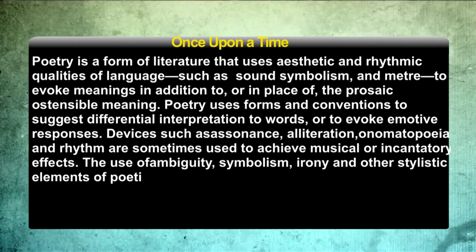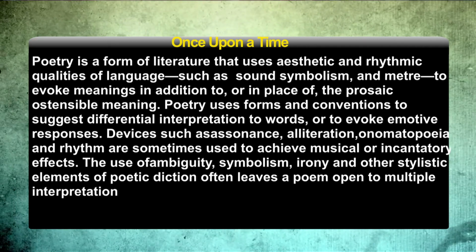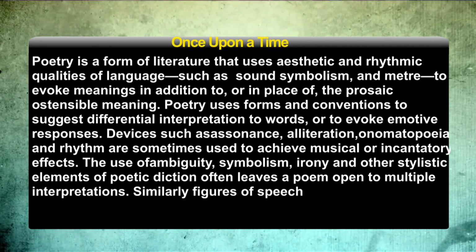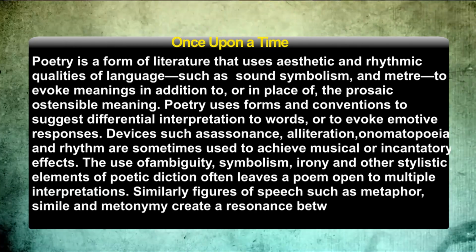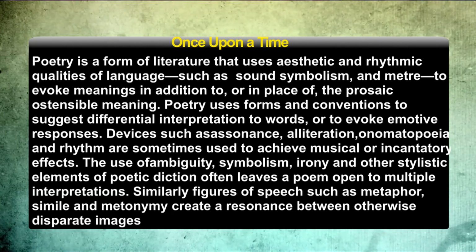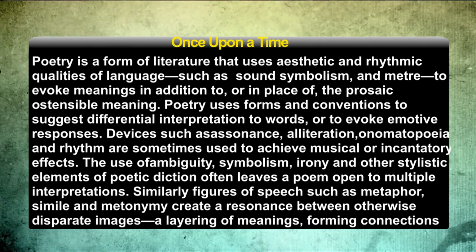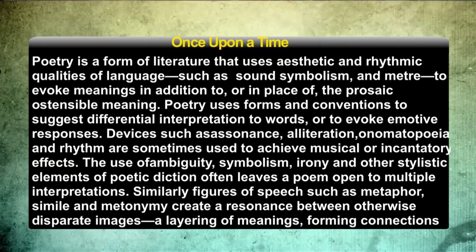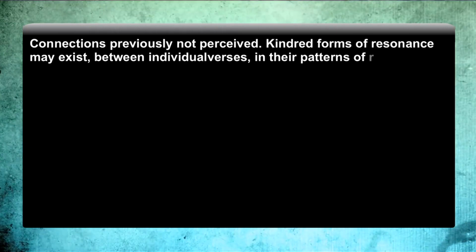The use of ambiguity, symbolism, irony, and other stylistic elements of poetic diction often leaves a poem open to multiple interpretations. Similarly, figures of speech used such as metaphor, simile, and metonymy create a resonance between otherwise disparate images, a layering of meanings, forming connections previously not perceived. Kindred forms of resonance may exist between individual verses in their patterns of rhythm and rhyme.